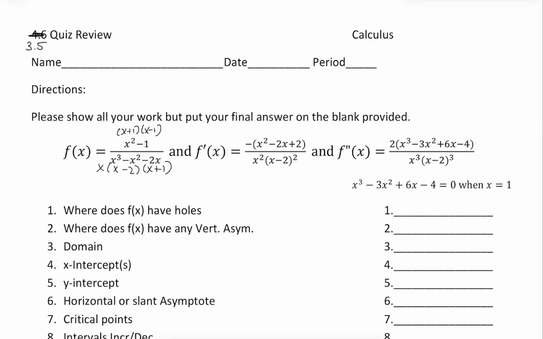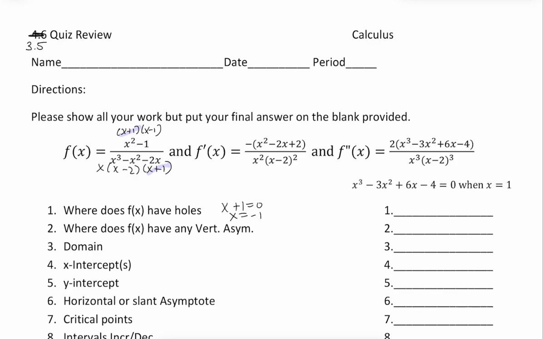Now remember, a hole occurs when a factor on top matches a factor on the bottom. So a hole occurs at x plus 1 equals 0, or at negative 1. The first part of this really is pre-calc stuff. Problems 1 through 6 are all stuff we learned in pre-calc.